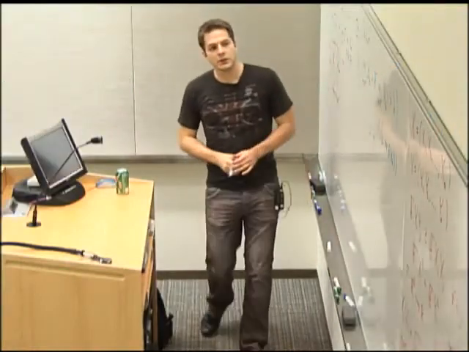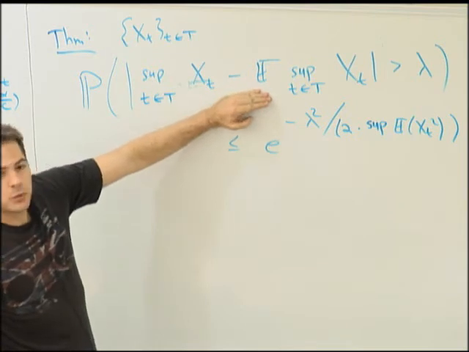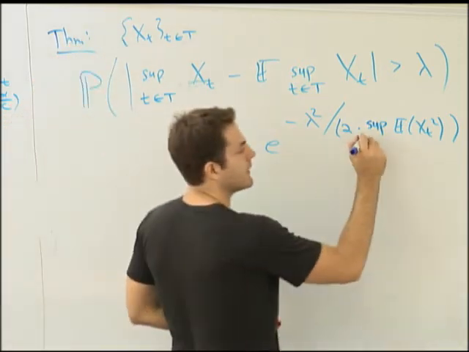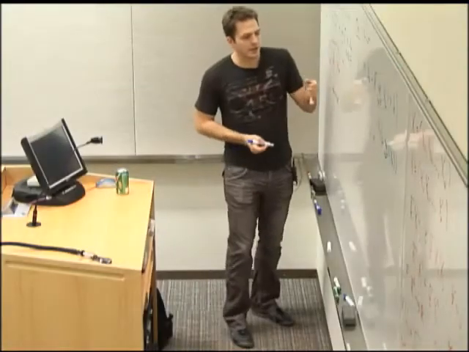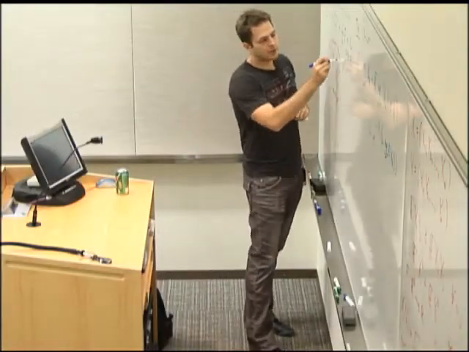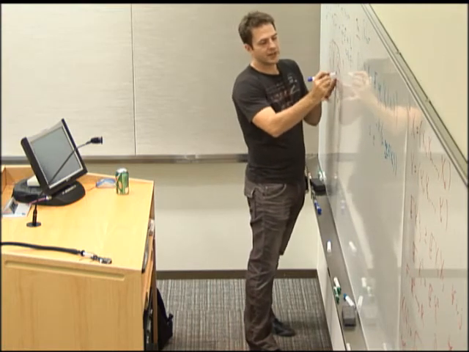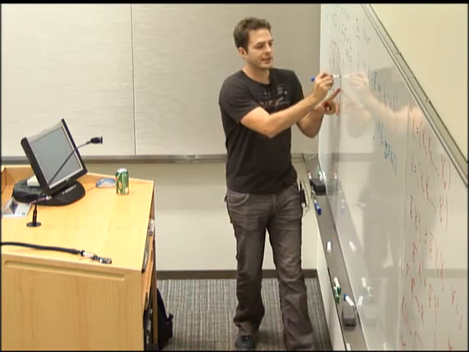Okay, so the supremum is concentrated around its expectation in a way that doesn't depend on the size of the set capital T at all. It only depends on the maximum variance there. In the language over here, the maximum variance in this ball is proportional to the diameter. The diameter is twice alpha over c.